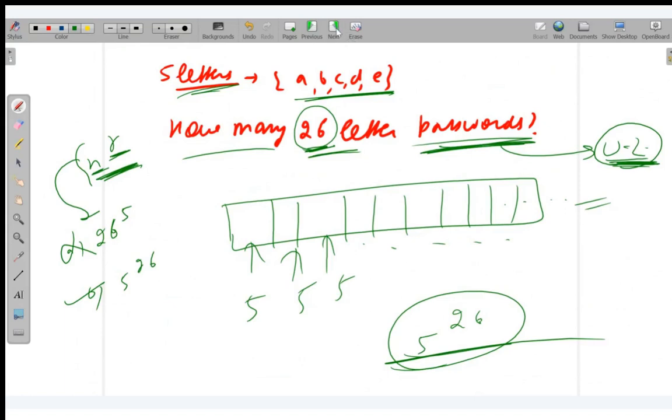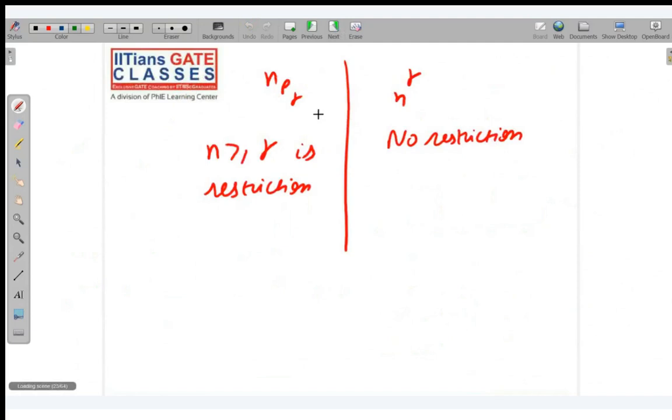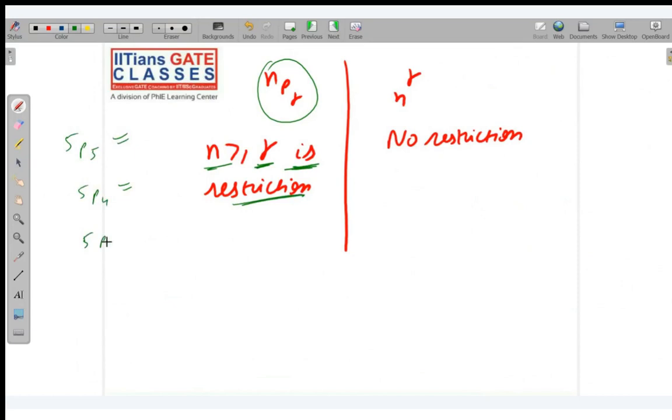Okay, I'm jumping now. So see, sometimes they can ask this question in nPr. n should be greater than or equal to r. This is the restriction. Like for example, I can say 5P5, this is okay. If I say 5P4, this is okay. 5P2, this is okay. But if I say 5P6, this is not okay. This is 0. This is impossible.